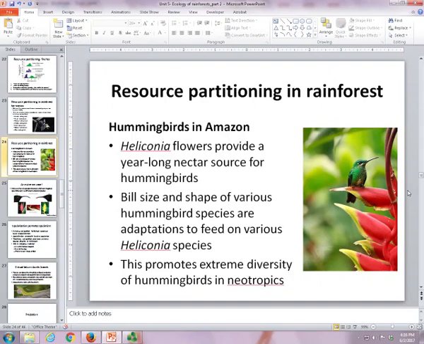If you remember the sword-billed hummingbird, that's an extreme adaptation. The curvature and the length of the bill is precisely matching the shape of the tubular flowers of these heliconia plants. So this promotes the extreme diversity of hummingbirds. Each species is utilizing nectar from a very specific heliconia flower. So they don't interact with each other, they don't compete with each other.